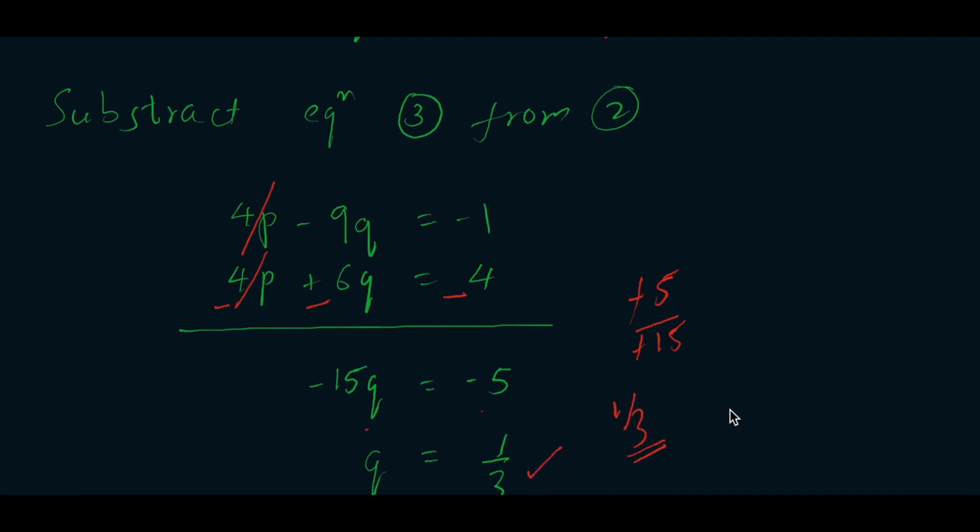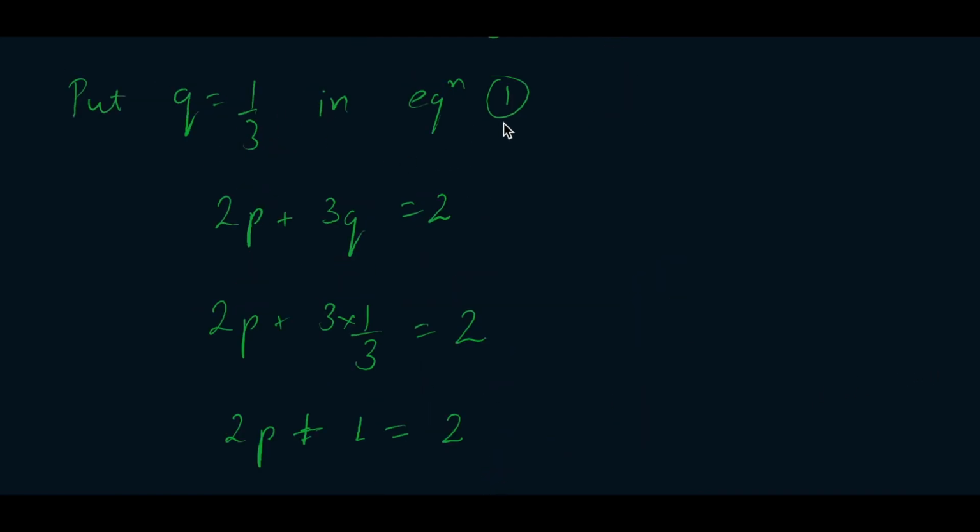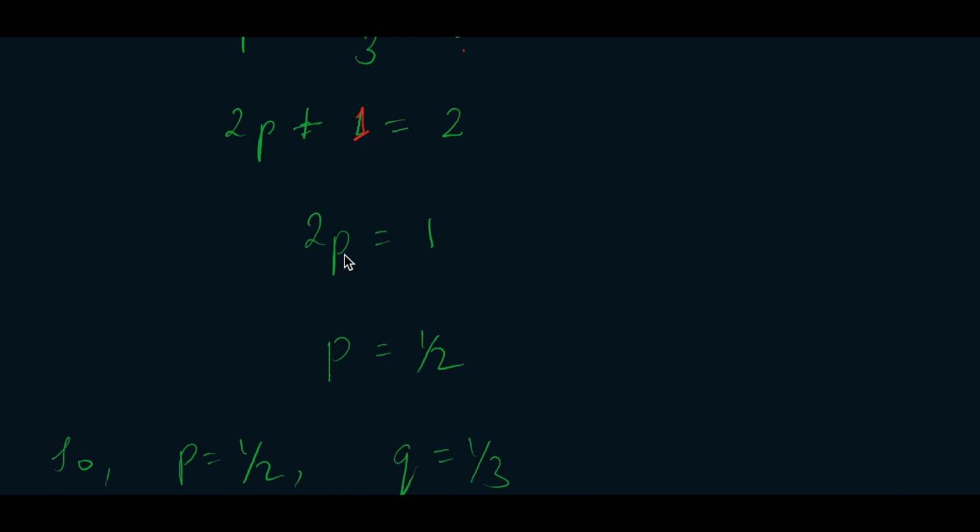Now we put q equals 1 by 3 in equation 1. Our equation 1 was 2p plus 3q equals 2. Now instead of q, you put 1 by 3. So it becomes 2p plus 3 multiplied by 1 by 3 equals 2. So it is 2p plus 1 equals 2. So we have 2p equals 1. So the value of p becomes 1 by 2. So now we have p equals 1 by 2 and q equals 1 by 3.